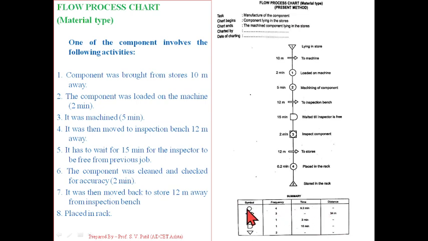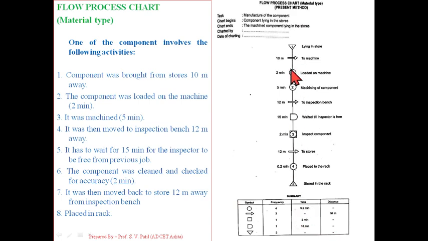So here if I go for the first symbol, the circle, it is for the operation, and if you refer to this chart, this operation has a frequency of 4. First time, second time, third time and fourth time. So the frequency is 4. Now if I calculate the time required to perform those operations, that is 9.2 minutes.